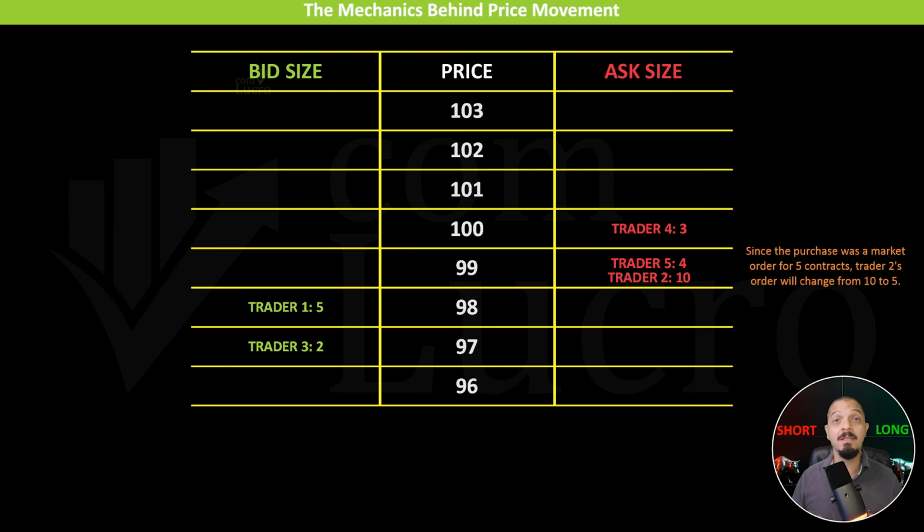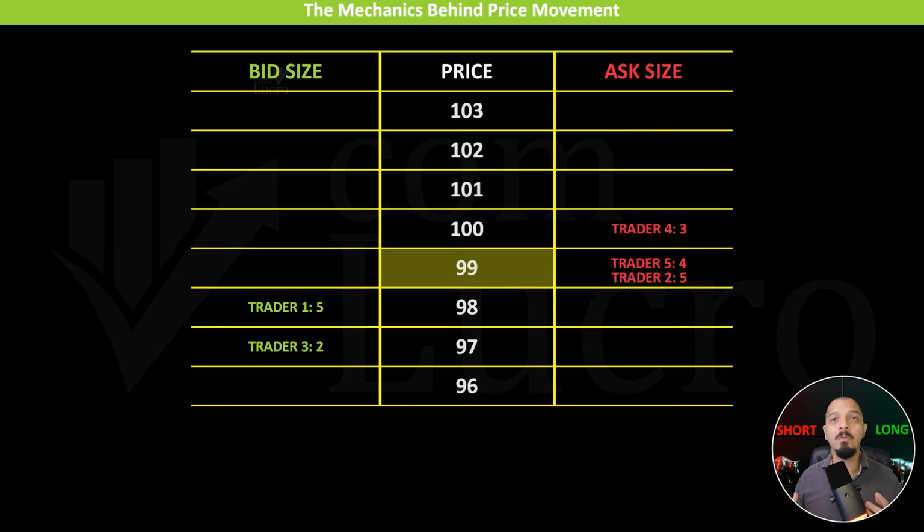Still, nothing happens. But suddenly, an aggressive buyer enters and says, "I don't want to wait anymore. I want to buy 5 contracts now." This aggressive buyer uses a buy market order, which doesn't specify a price. The buy market order matches with the first available sell offer, which is at 99. So this aggressive buyer purchases 5 contracts at a price of 99.